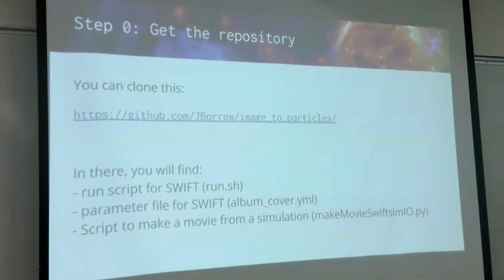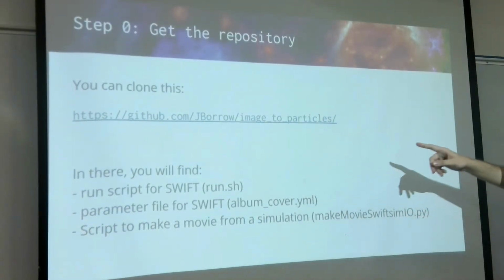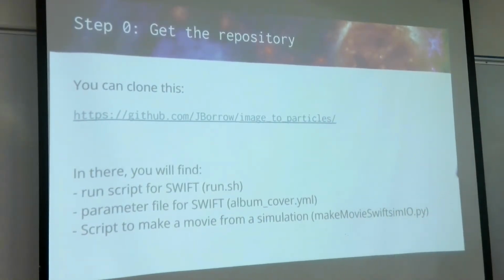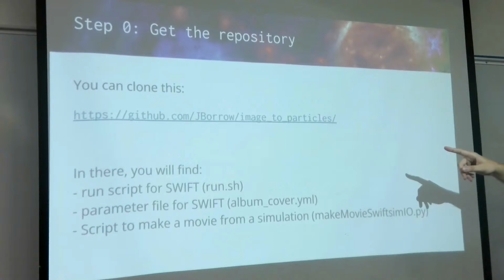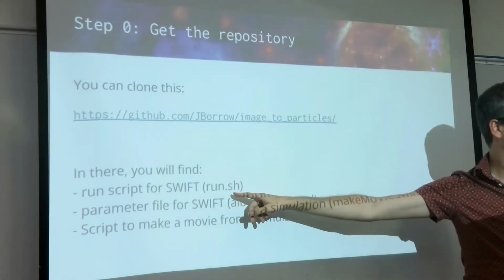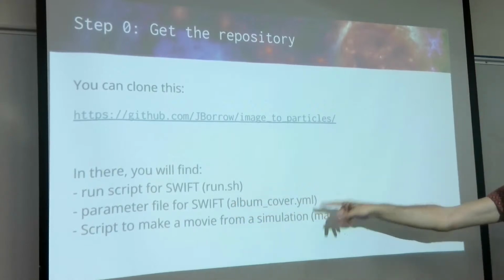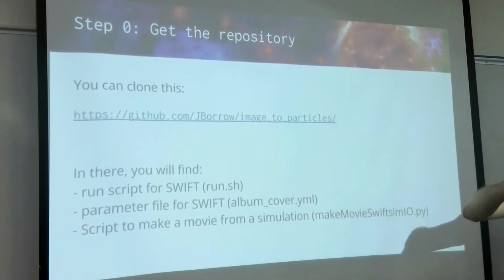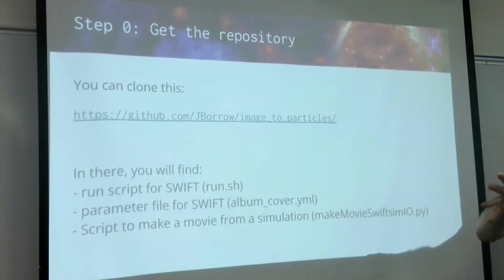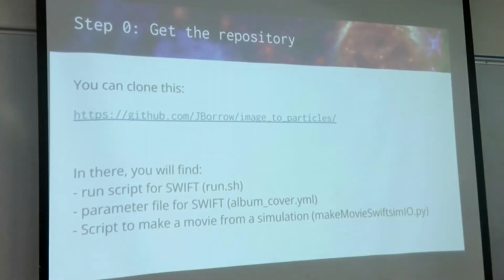The other thing you can do is to look at the notes. There is a small GitHub you can load. The solution is not in there, so don't look around. It's not hidden in there. But in there you will have a run script for the simulation and a parameter file for the simulation, which we're going to use further down the line. Once we've made our particles, we will use these files. And there's also a small script to make a movie from all of the images.